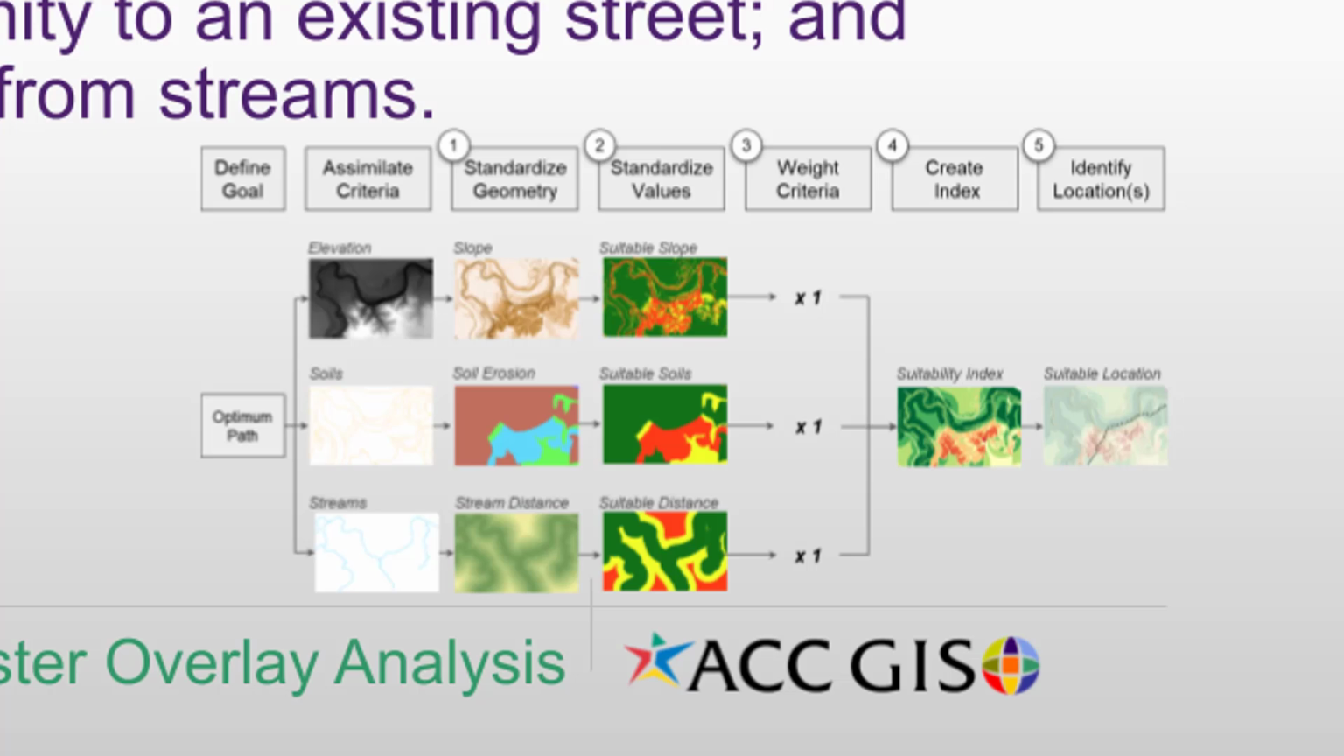Once we've standardized our geometry, now we need to standardize our values. So we need to convert the values for each of our input criteria using our suitability scale, where 5 is best and 1 is worst. Once we've standardized our input criteria, then we can weight them. In this case, they've asked us to weight all the criteria equally. Now we can combine our input criteria into a composite suitability index that shows us where sites are most suitable or least suitable for our proposed new composting facility.